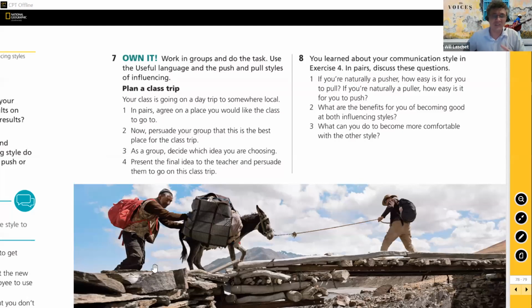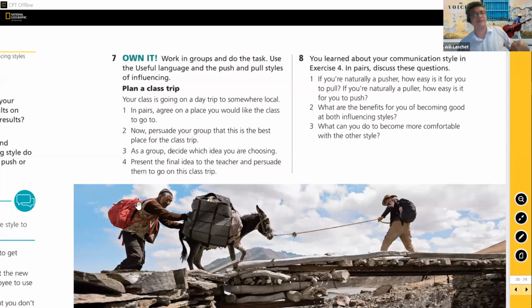So in the chat box for me now, maybe you can answer this question. Question number 2, what are the benefits for everybody of becoming good at both influencing styles? What will that help us with in our lives? Not just as a student, but in our jobs, academically, professionally, whatever we're talking about. How will this help us? Let's see if you can come up with a couple of ideas.